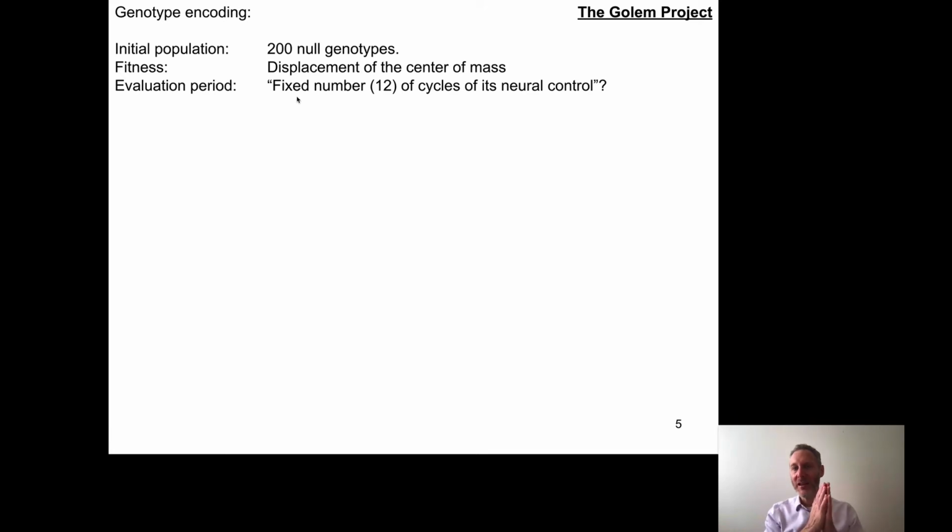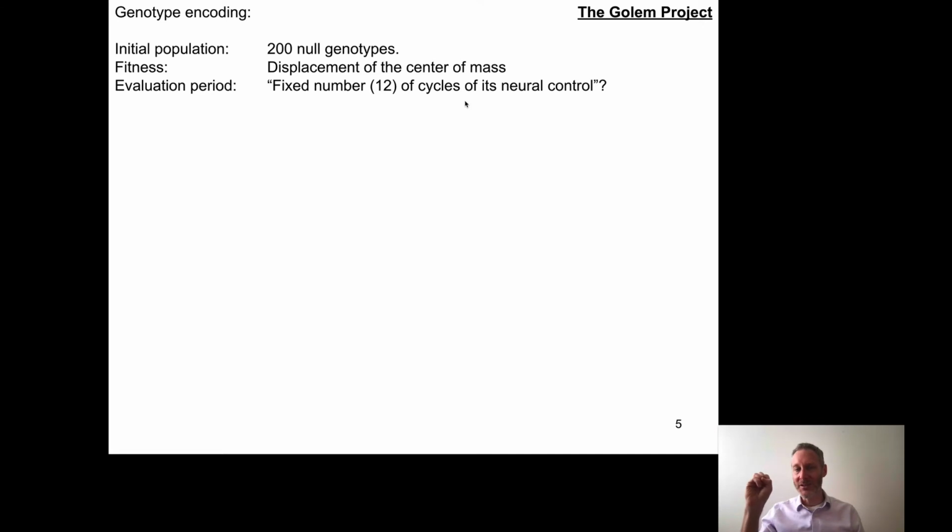They mention that they evaluate each simulated robot in a simulation. They didn't mention how many time steps they run their simulator for. They just said for a fixed number, 12, of cycles of its neural control.